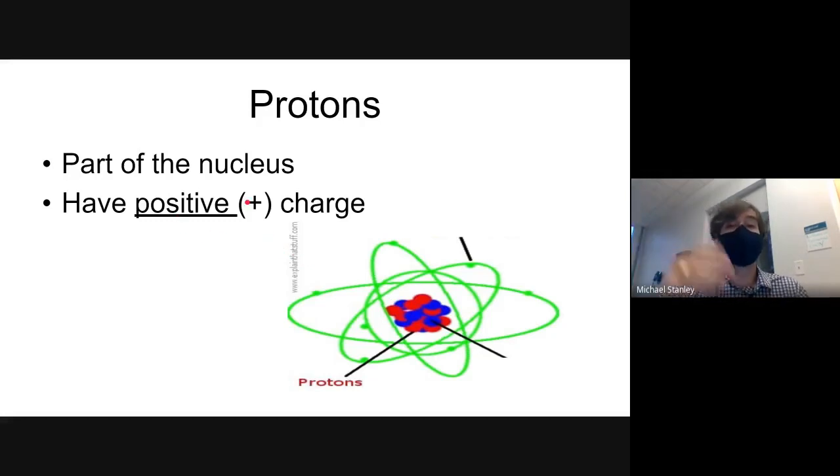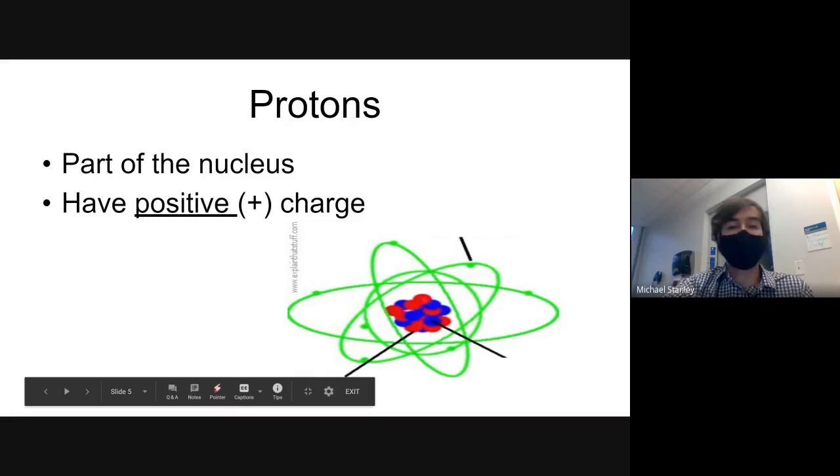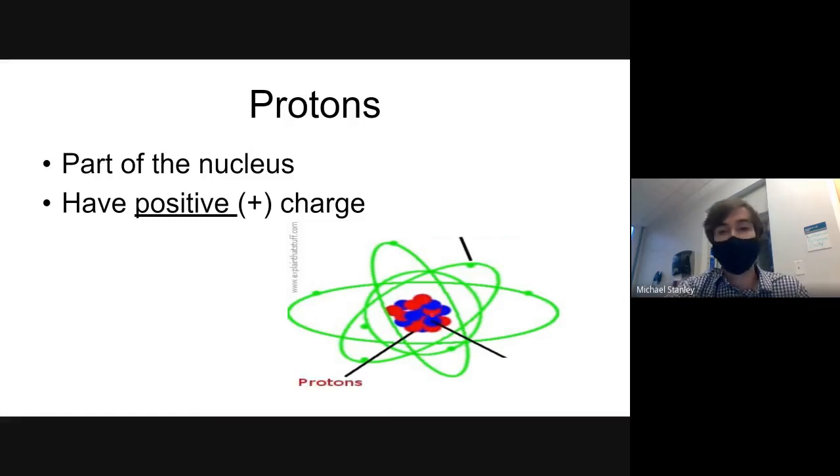So all of the different particles that we're going to talk about today, protons, neutrons, and electrons, have some sort of charge. Protons have a positive charge, like a plus charge. So it's pretty easy for me to remember because I just think that protons are positive. Both start with a P, so positive protons. Protons are positive. So one half of the nucleus are these little positively charged protons.